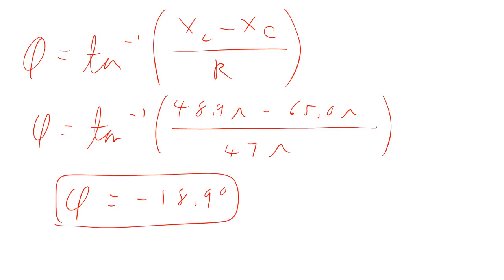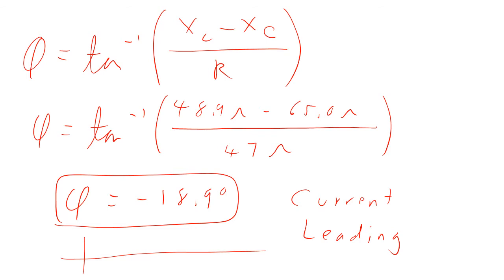So what does that mean? That means the current is leading. So that means if you made a graph here and you graph the current, and then you graph the voltage, then the current is going to be ahead of the voltage. So this is your voltage right there, and this is the current. So the current is leading the voltage here.